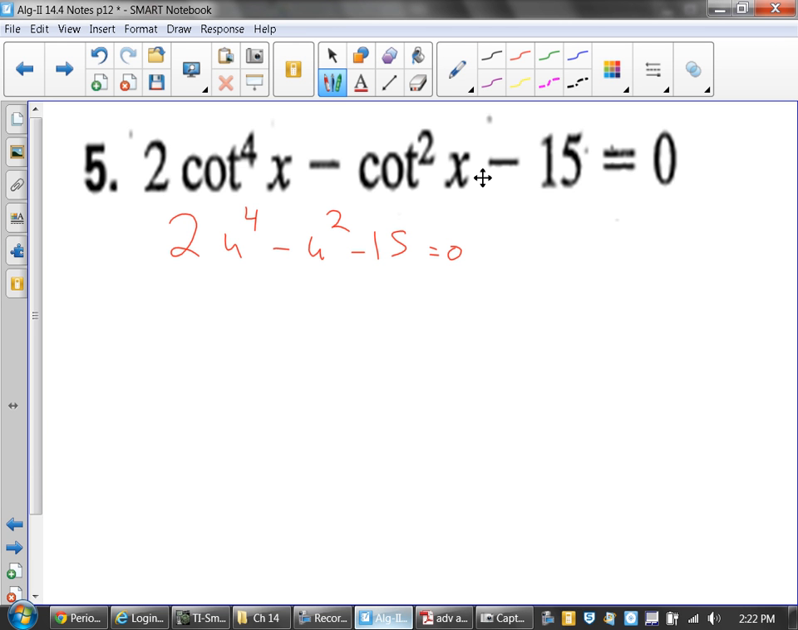So now, what's 2 times negative 15? What times what is negative 30, but you add together to get negative 1? Negative 6. Negative 6 and 5. So 2u to the 4th minus 6u squared plus 5u squared minus 15 is 0. Again, I'm setting this up to factor by grouping. I'm splitting out that middle term so I can take GCFs. I find that to be one of the easiest ways to factor these things.